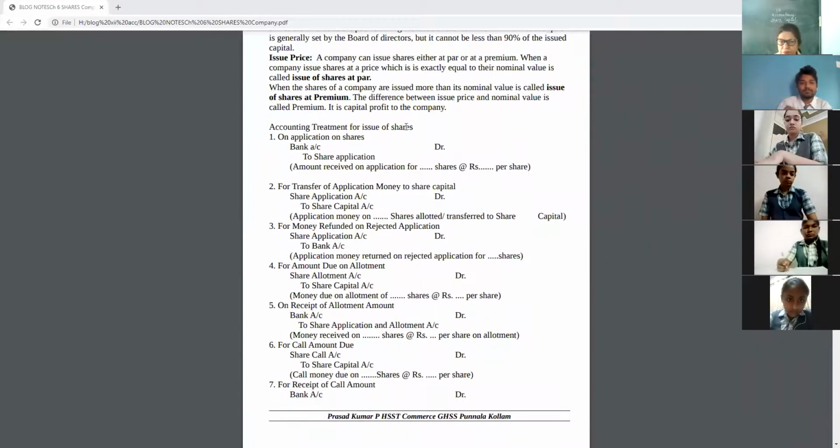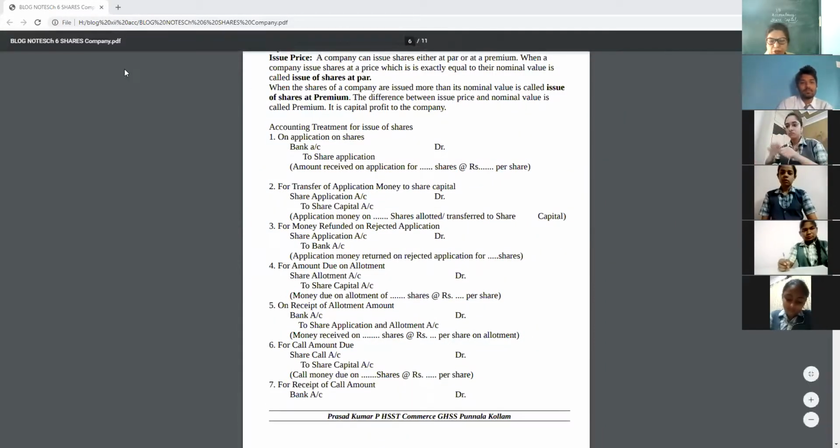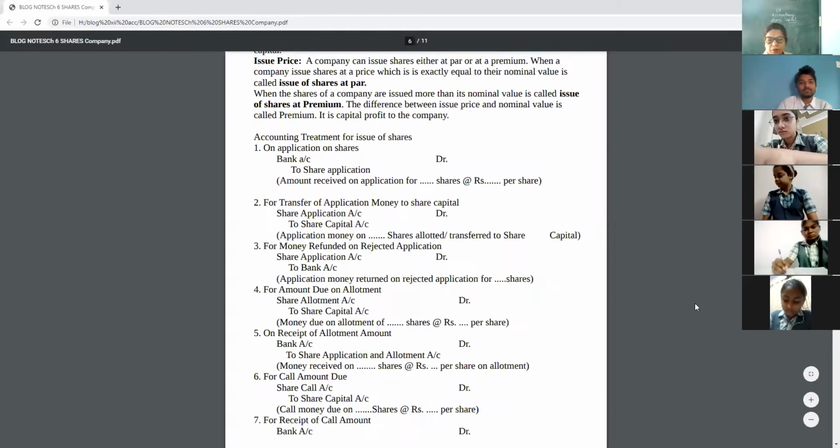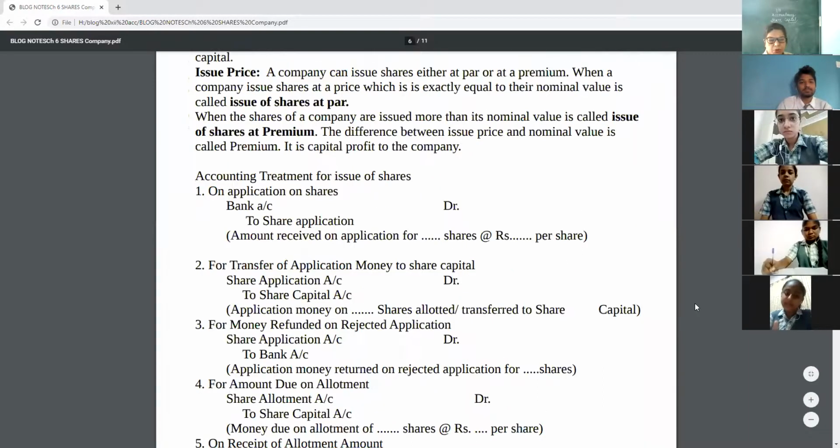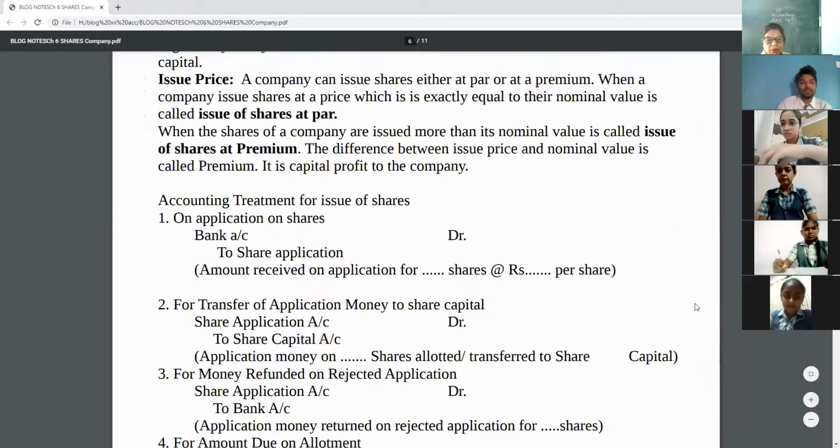First of all, is it visible, Kritika? Clearly visible? Okay, I am making it a little bit bigger.